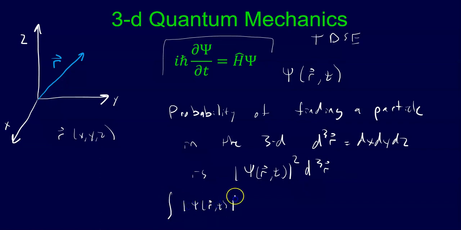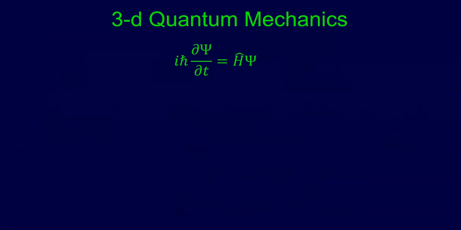And our normalization condition is going to be the same thing over all space. That's going to be equal to 1. So again, when it comes time to do this sort of thing, it's the same ideas we've been using, just a little bit more mathematical complexity.